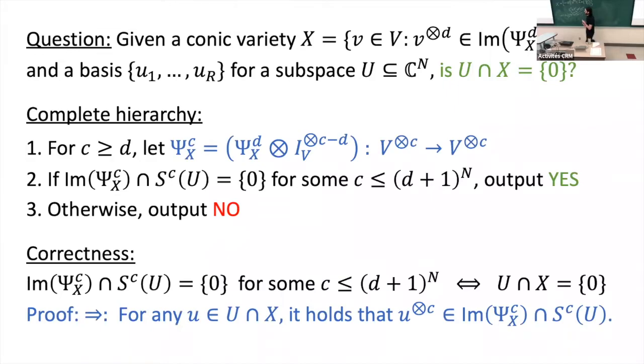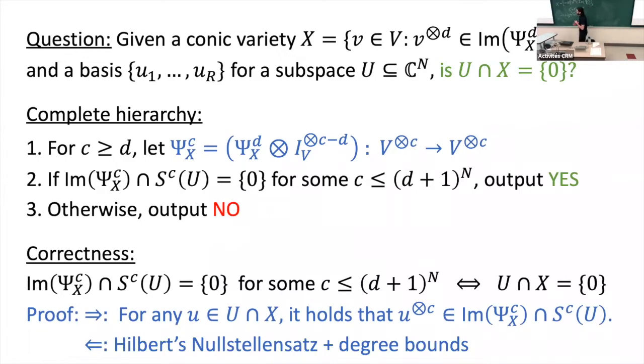So correctness, one direction is just the same thing we saw before. If you have u in U that intersects C, then u tensor c is both in the image of psi tensor identity on c, and it's in the symmetric space. And then the other direction is Hilbert's Nullstellensatz. This whole thing is just a complicated way of talking about Hilbert's Nullstellensatz. But I think it's useful for what we'll do next. We move on.